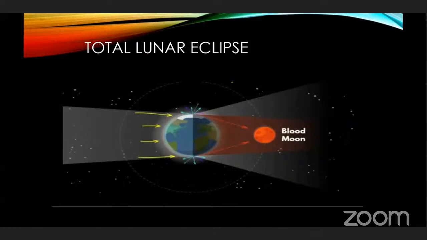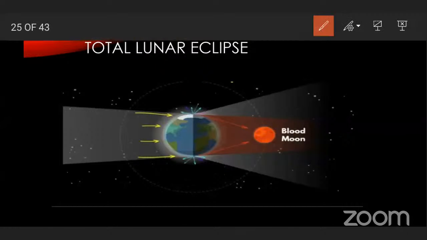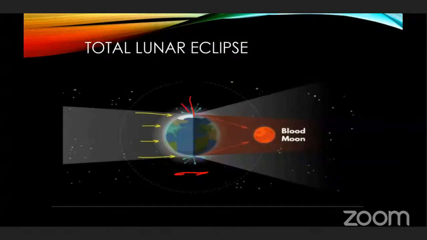Why does the moon appear red in color at that time? Because the sunlight is scattered due to particles present in the atmosphere, and we know that at that time blue light is scattered more. You can see here blue light is scattered more, and the red light directly reaches the earth. So the moon looks red in color, and it is also called blood moon.